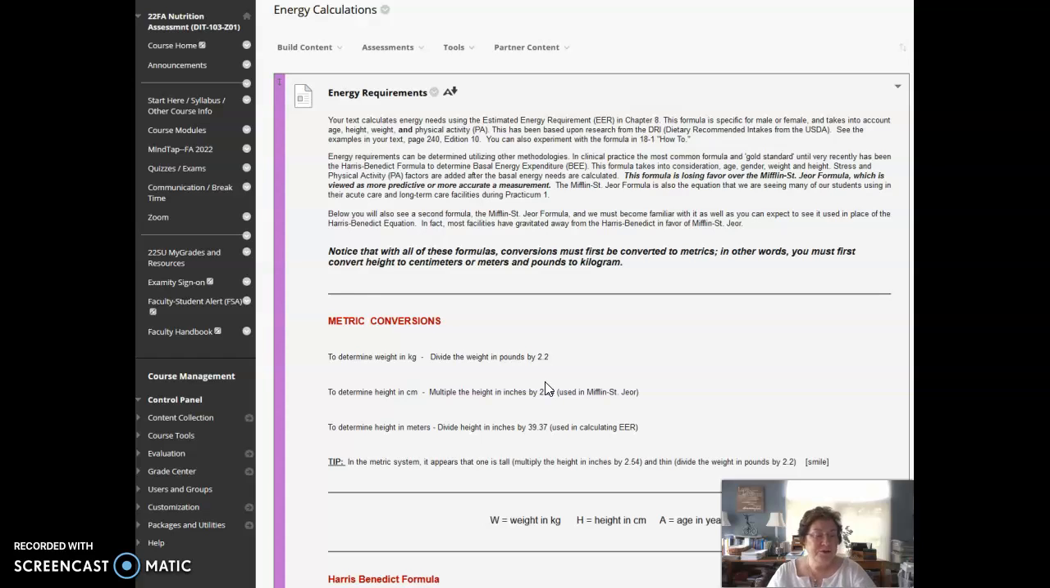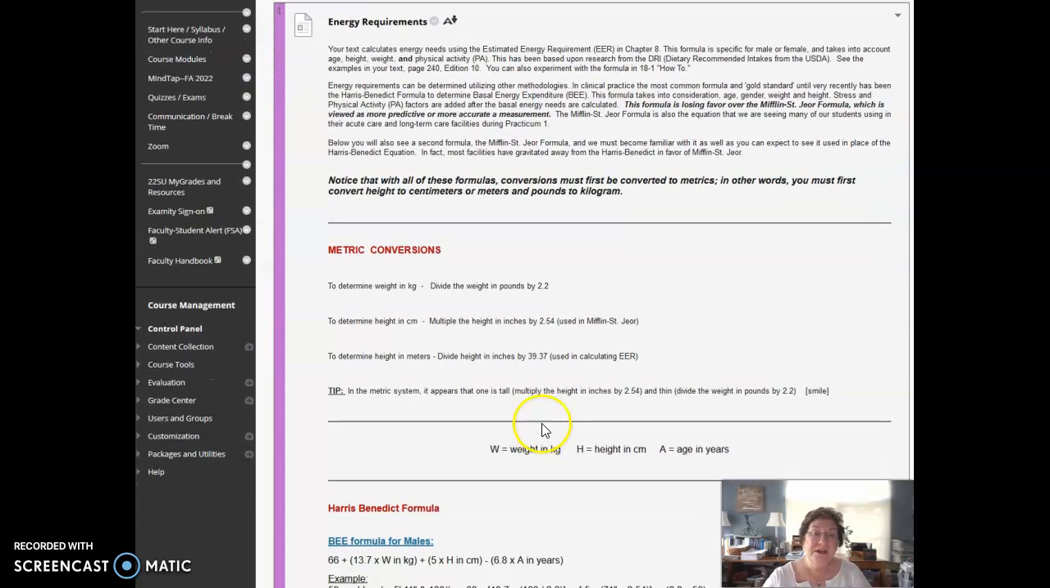All right, and protein calculations, well, let's just look down through here for a moment. So in these metric conversions, you're taking someone's weight in pounds and dividing it by 2.2 to give you the metric equivalent in kilograms. For height, you're going to take their height in inches and multiply that by 2.54, and that will give you their height in centimeters.